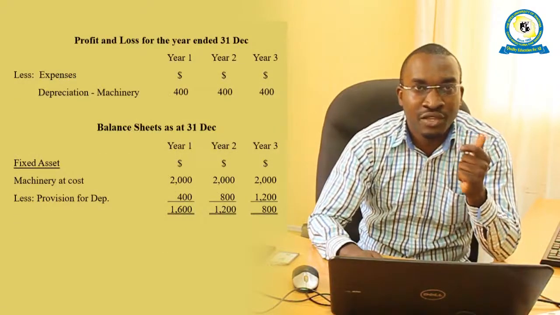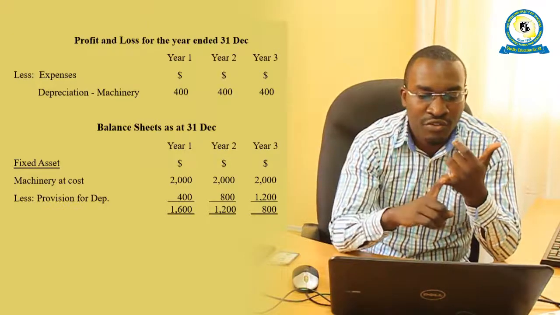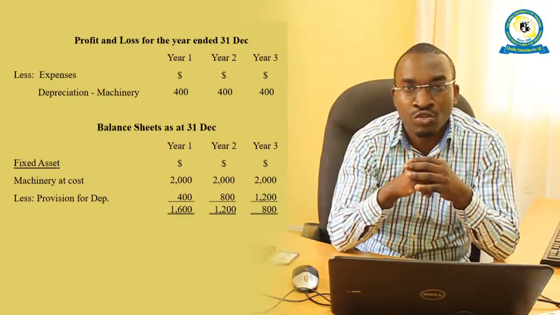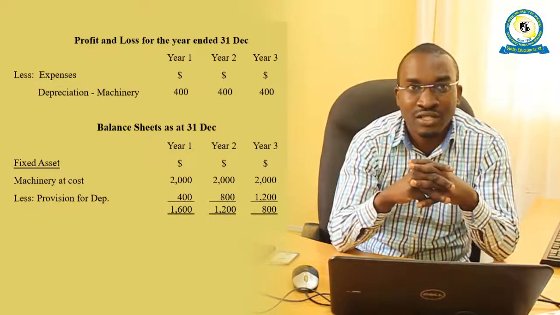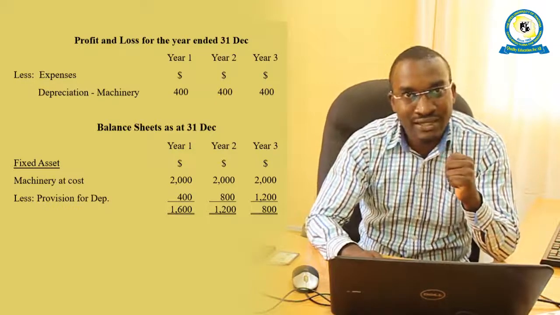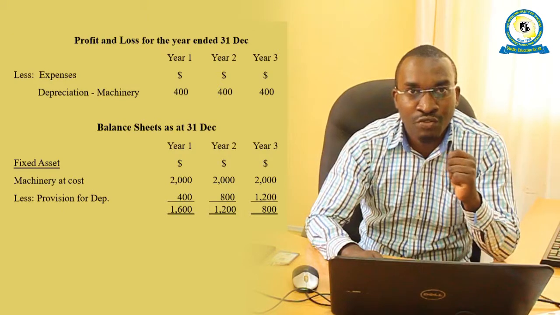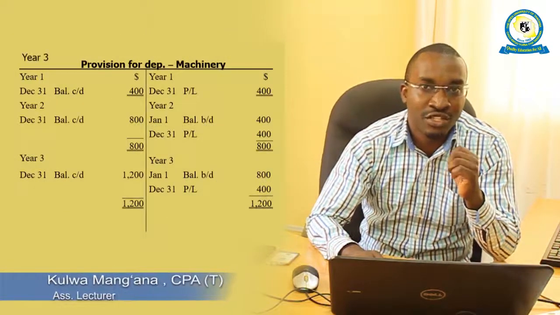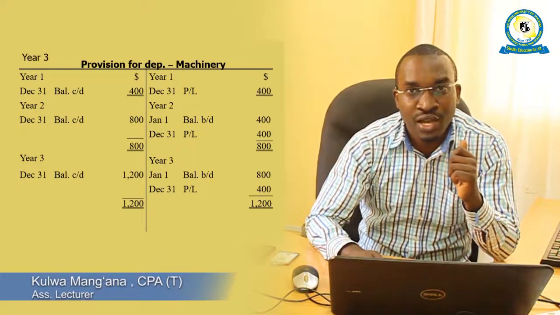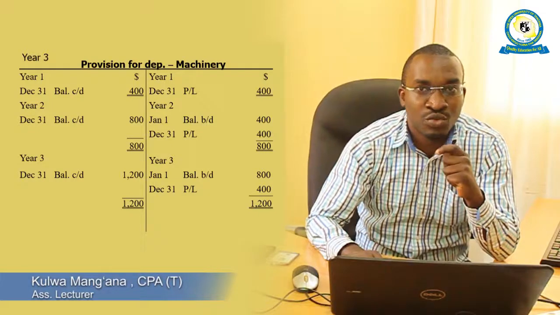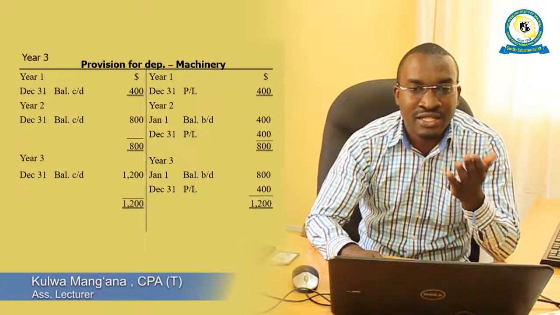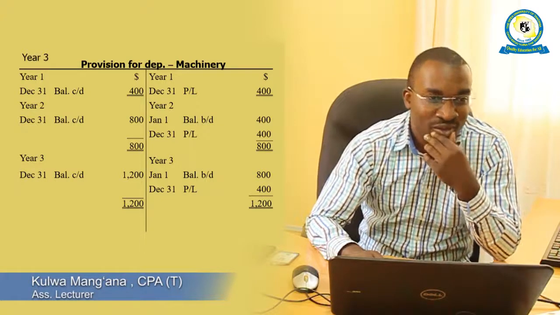Now if you go to year 3, you had 400 for year 1, 400 for year 2, and 400 for year 3. In total for the third year, you're going to have accumulated depreciation of 1,200, as you can see in this slide. If you allocate it to the balance sheet, you're going to deduct the 1,200 provision for depreciation from the cost of that asset, which is 2,000, and the net book value is going to be 800. So simply, that is how we record depreciation using the straight line method.